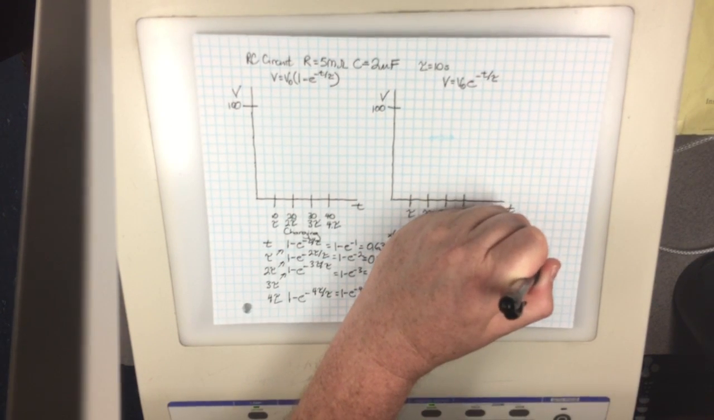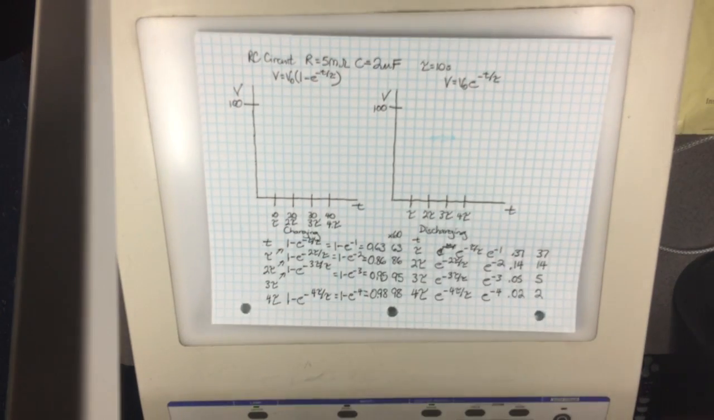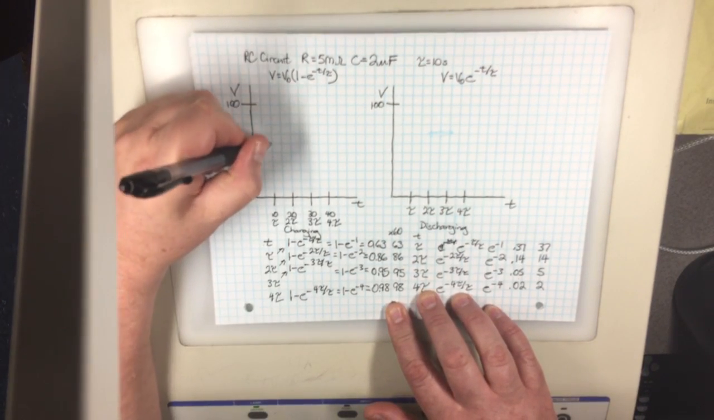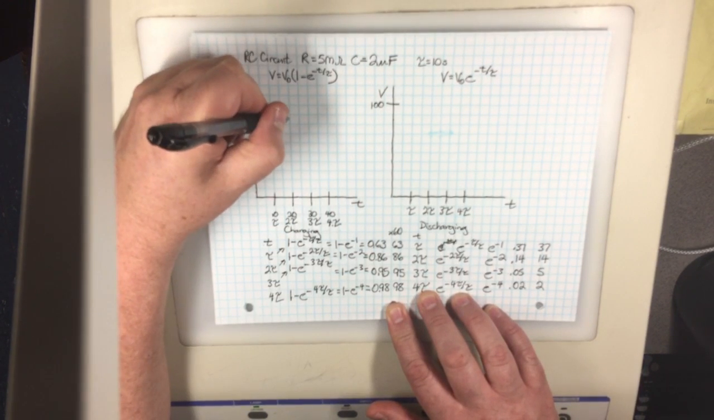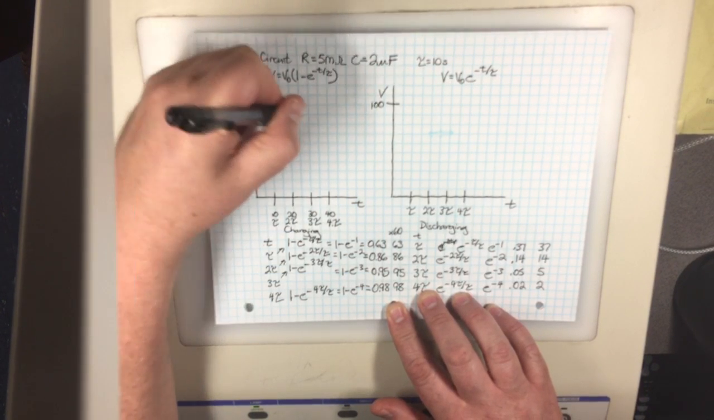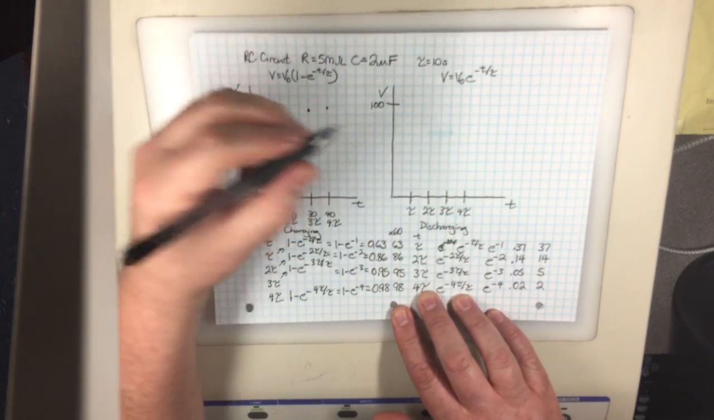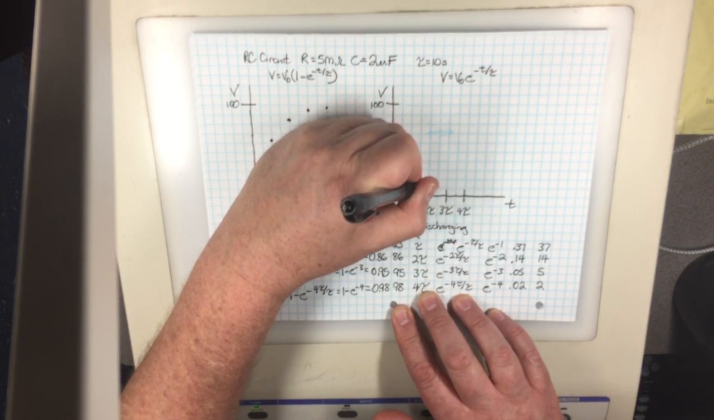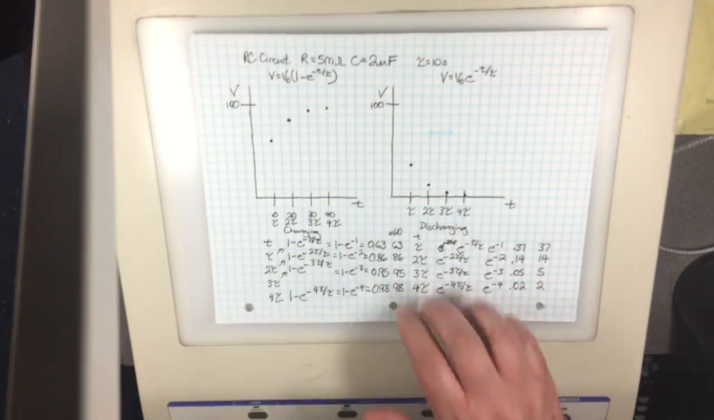This goes 37, 14, 5, and 2. So plot these out. 63 is about like that. 86 is about like this. 95 is about like that. 98 is about like that. 37 is about like this. 14 is about there. 5 is about there. And 2 is about there.